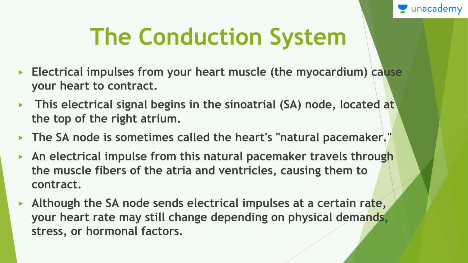This electrical signal begins in the sinoatrial node located at the top right of the atrium. The SA node is sometimes known as the heart's natural pacemaker. An electrical impulse from the natural pacemaker travels to the muscle fibers of the atria and the ventricles, causing them to contract. Although the SA node sends electrical impulses at a certain rate, your heart rate may still change depending on physical demand, stress, or hormonal factors.